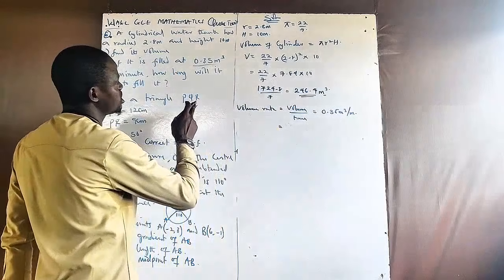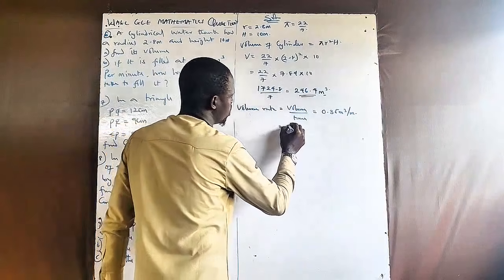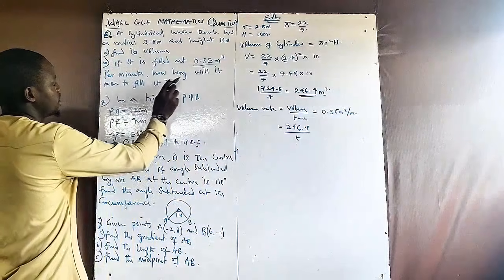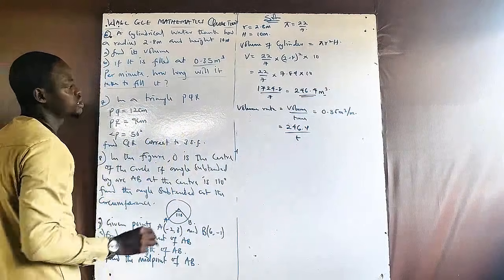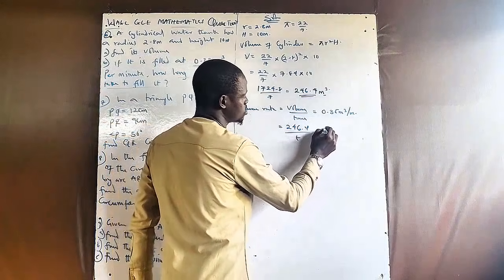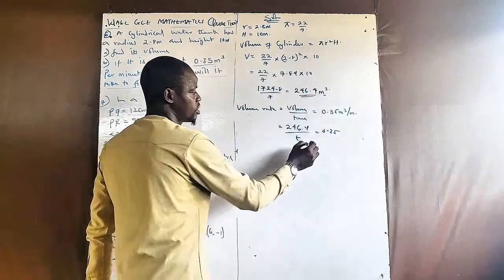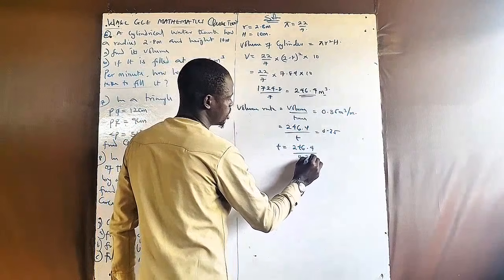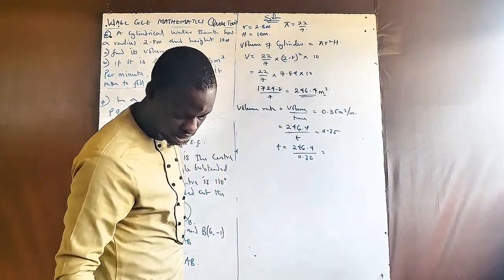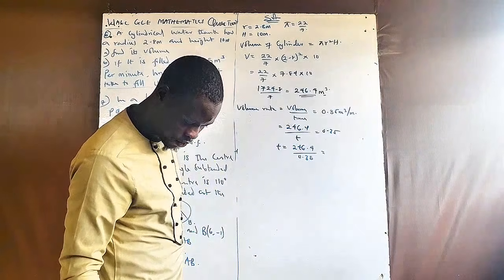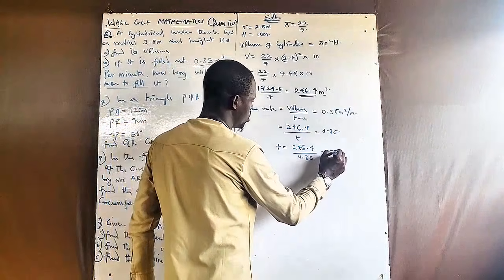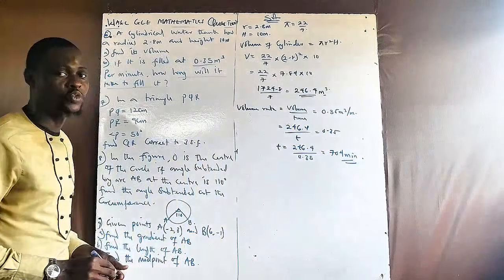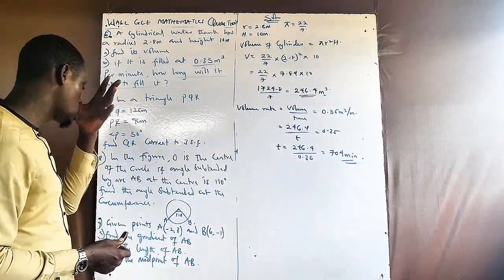So from here, what is the volume? The volume is 246.4, over time, because the question said we should find how long it will take to fill it. That means the time taken. So we are looking for t, which is equal to 0.35. Cross multiply, and my time will be equal to 246.4 over 0.35, which gives 704 minutes. So it is going to take 704 minutes to fill the tank. That is what we are asked to find.